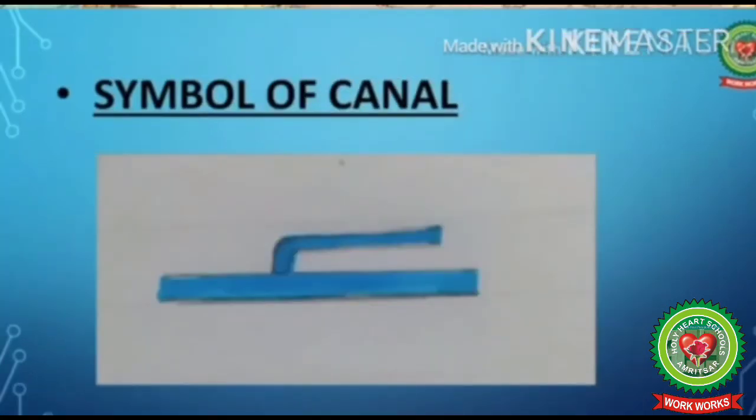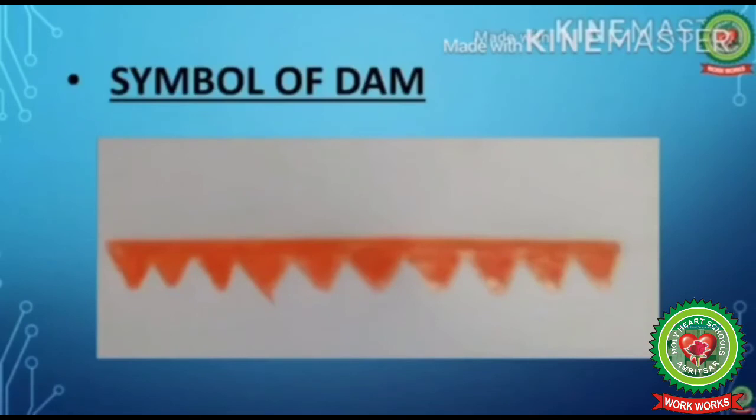Next is canal. Students, this is the symbol of canal. It is shown in the blue color in the map. Canal is a man-made channel connected to the main river in which the water is diverted for irrigation in dry region during dry season.